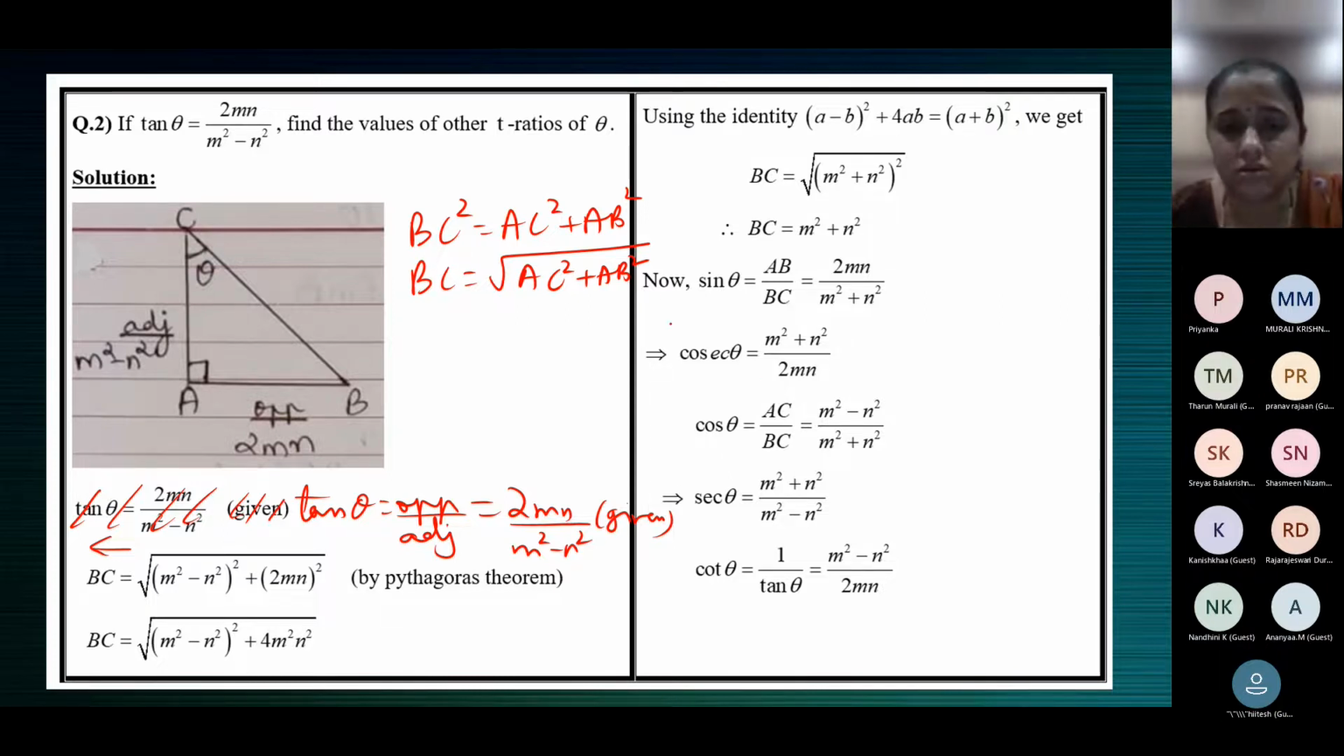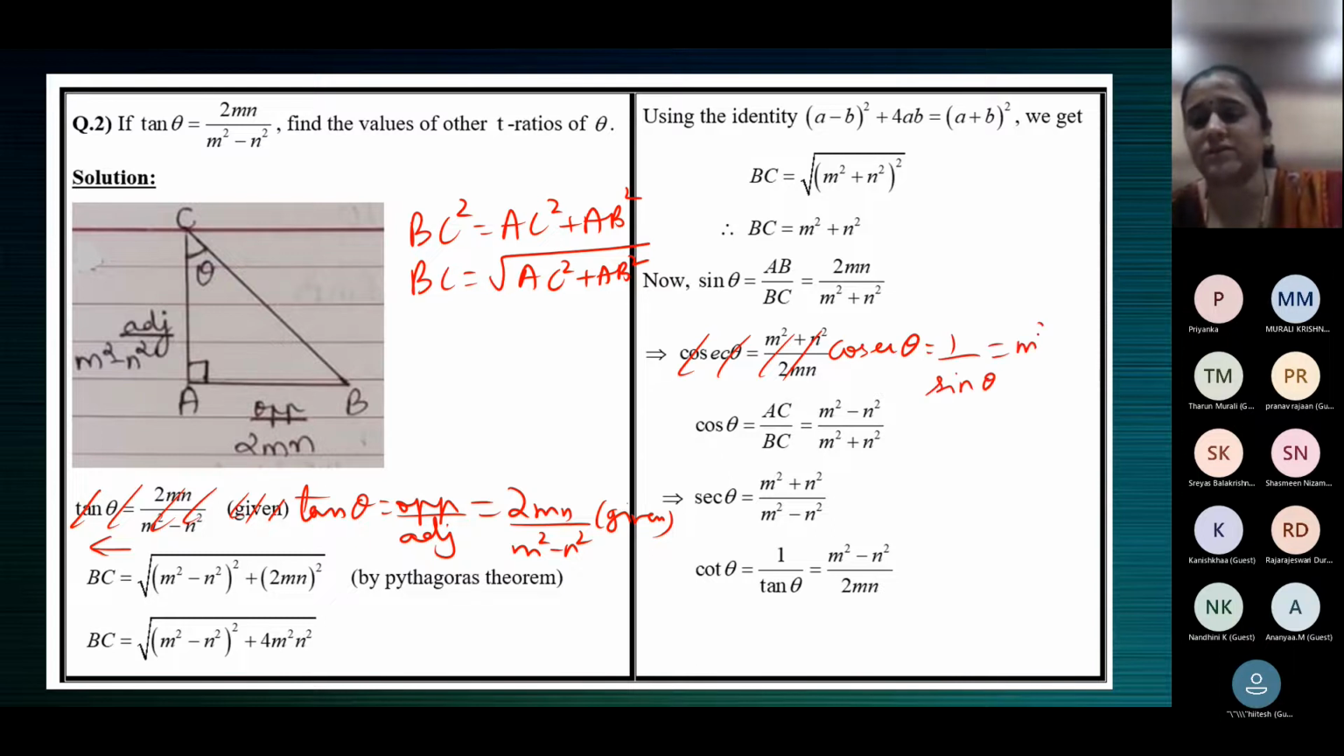So children, I'll just update this PPT tomorrow, meaning by the next class. Here also, you can write cosecant theta is equal to 1 by sine theta. Please write it like this. Cosecant theta, it's not wrong, I just missed writing this. Is equal to 1 by sine theta, that is equal to m square plus n square by 2mn.